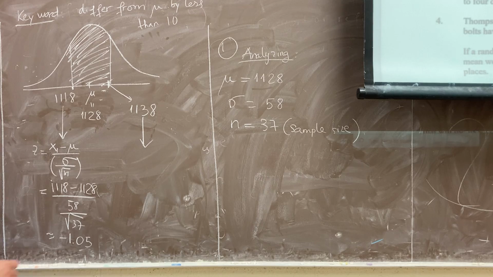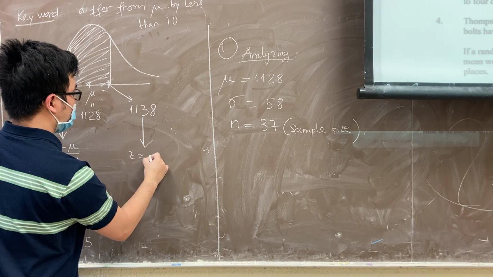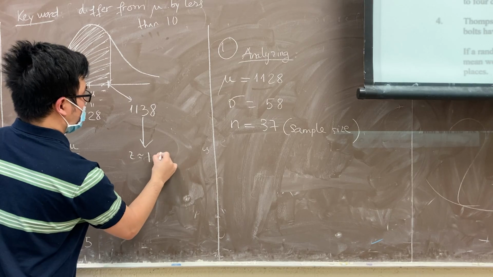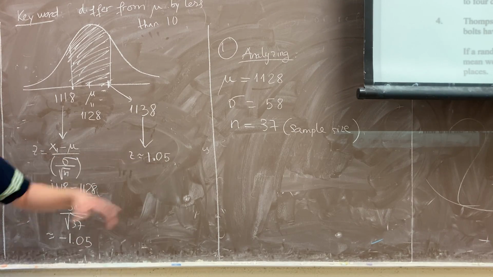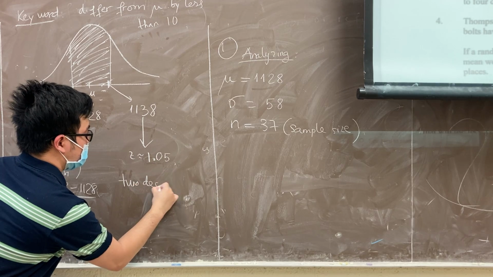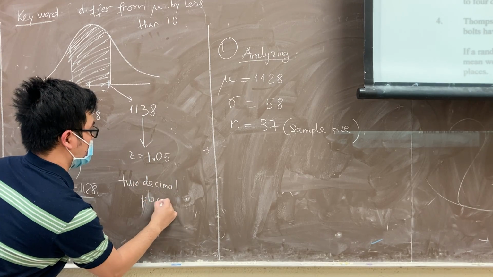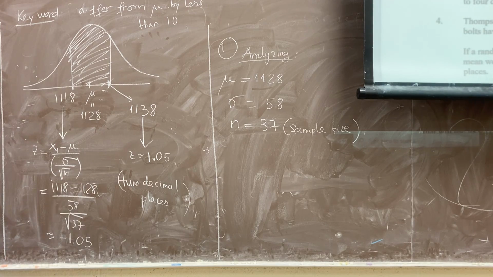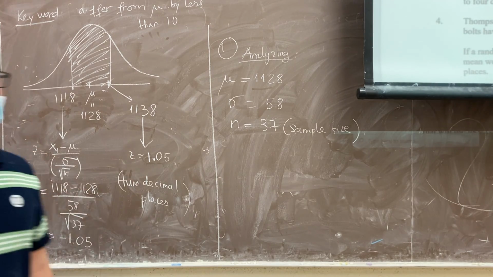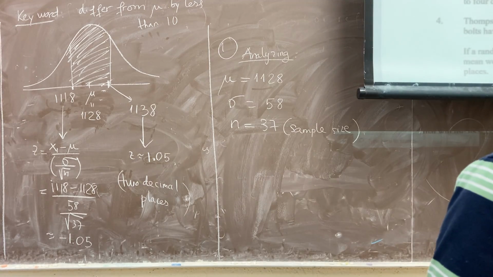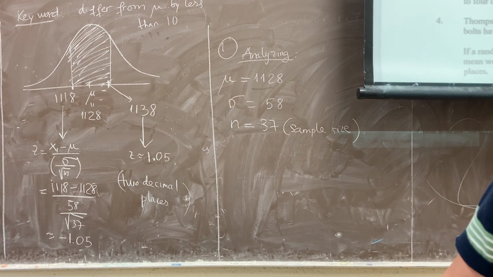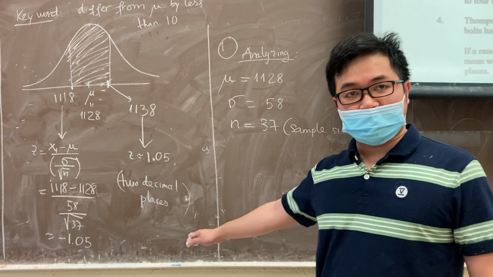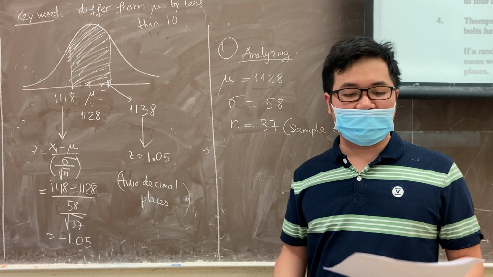Okay, and similarly, if you change to z here, it will be approximately 1.05. Try to round your answer to two decimal places. If you round to one decimal place, when you use the standard normal distribution table, we may get an incorrect answer. Is it clear in this step? You just change the x values to z values.